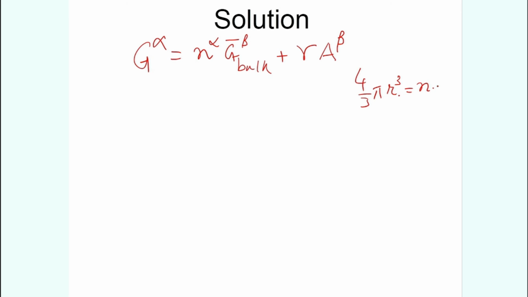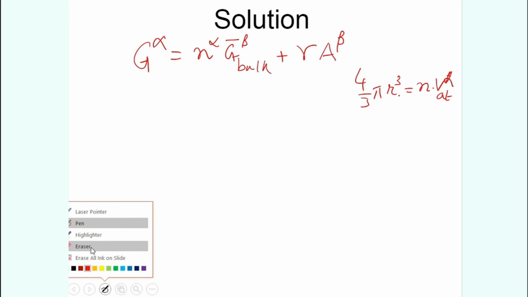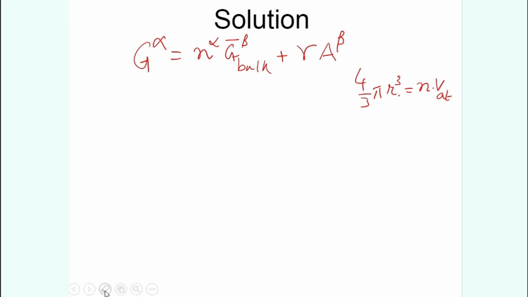Number of atoms is A, and each atom has an atomic volume. This is the atomic volume of B alpha, correct. So then this will be N alpha, which I have written. So N alpha is equal to 4/3 pi r cube by the atomic volume of alpha. Atomic volume means the volume of a single atom, okay.